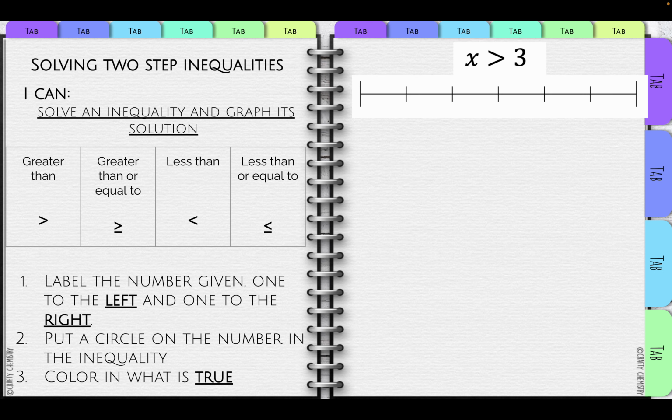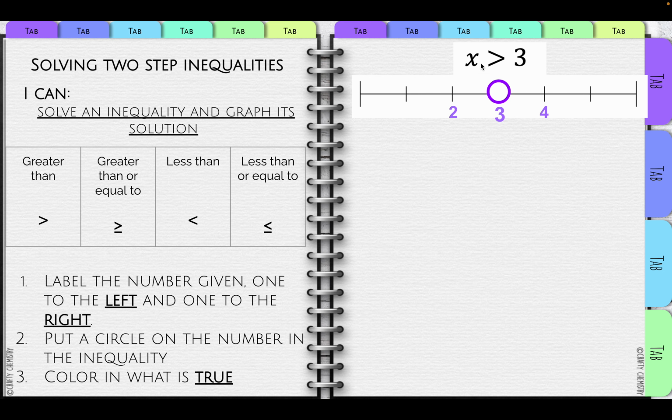So here, x is greater than 3. I label my 3 because that's the number I'm given. I label one number to the left, which is 2, and one number to the right, which is 4. And then I put a circle on the number in the inequality. Notice that it's an open circle. I have not colored it in. This is super important, okay? We'll get to that in a second.